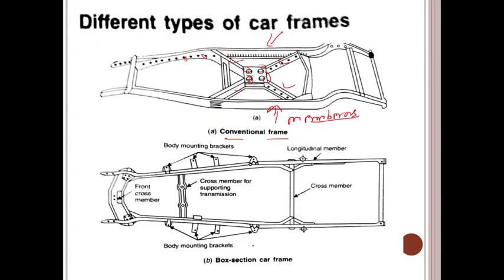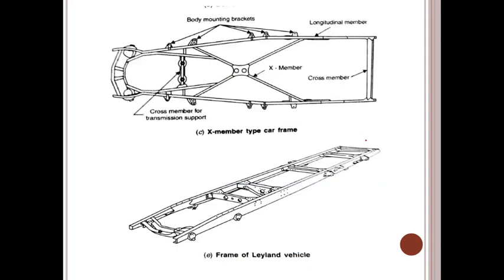If you observe in these figures, this is the box section of the car frame. This is the front cross member. If you observe here, these are the body mounting brackets. This one is the longitudinal member. This is the cross member. This is also a cross member supporting the transmission system. So these are the details. This is another body mounting bracket also, where the body will be connected. So this is the design of the chassis. Okay, box section car frame.